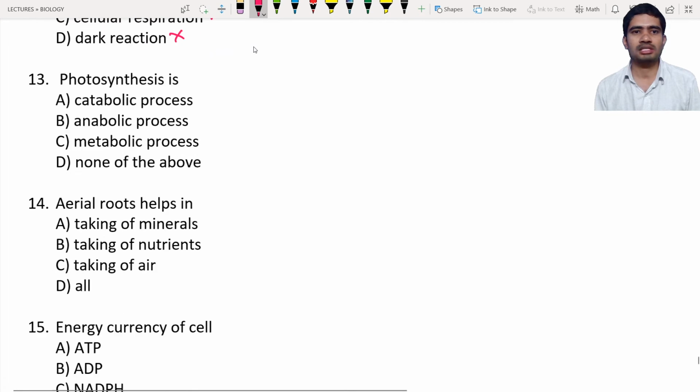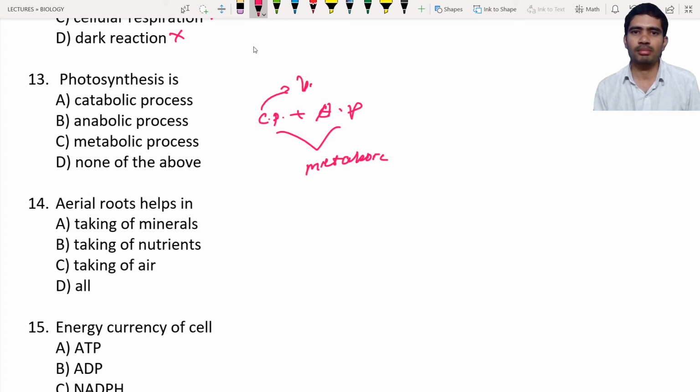Next, photosynthesis is a catabolic process. So what is meant by catabolic and anabolic process? Catabolic plus anabolic processes, these two are the metabolic process, or you can call it metabolism. What is meant by catabolic process? Catabolic process means breakdown, the breakdown of any material, whether it may be glucose, amino acids, or anything. And anabolic means a build-up process. We have given the example in the previous lectures also.